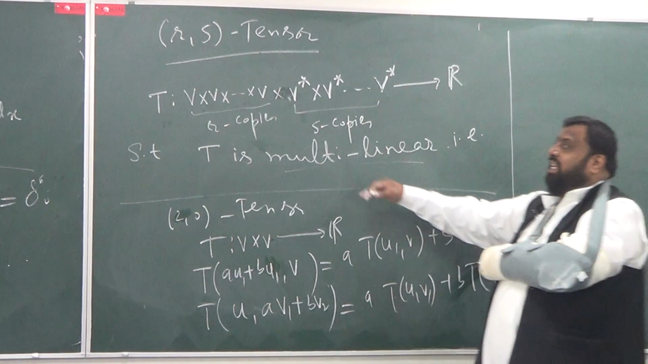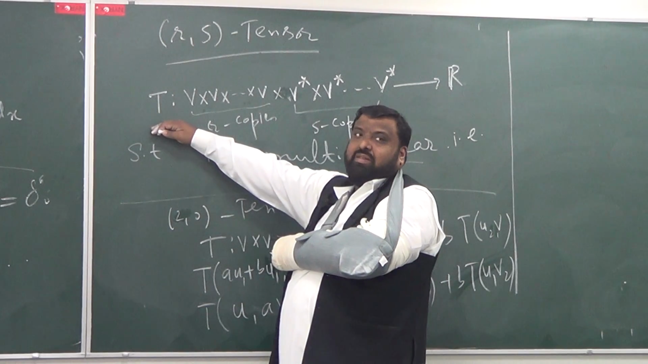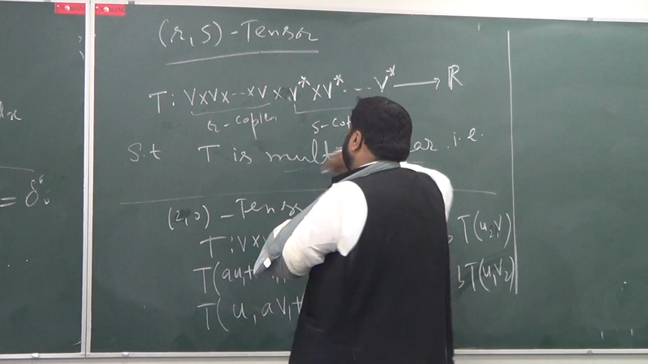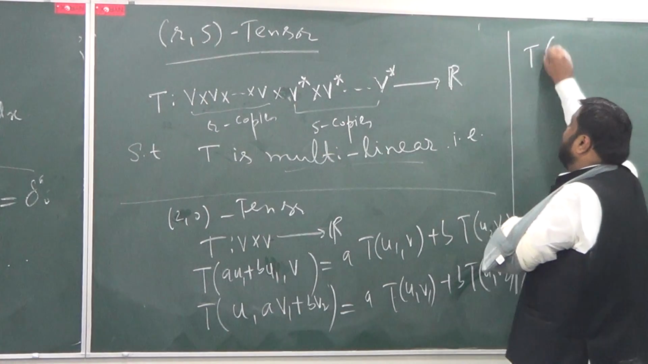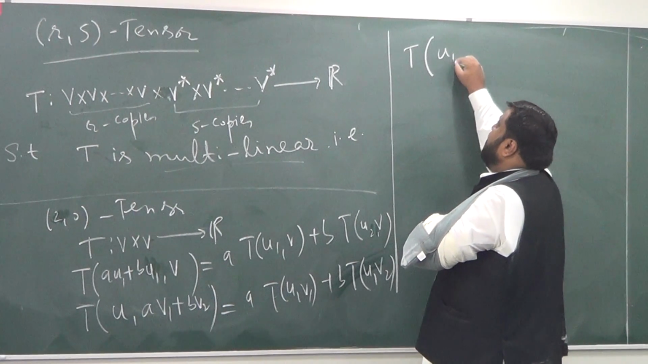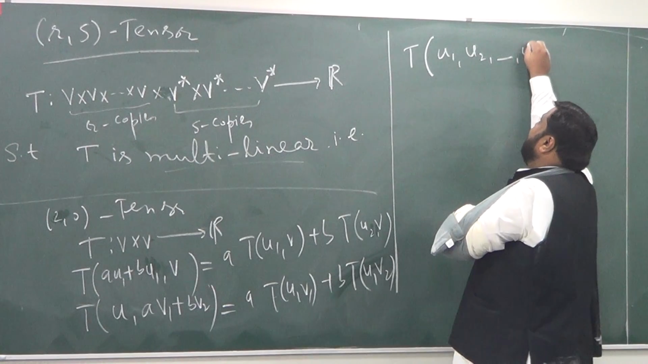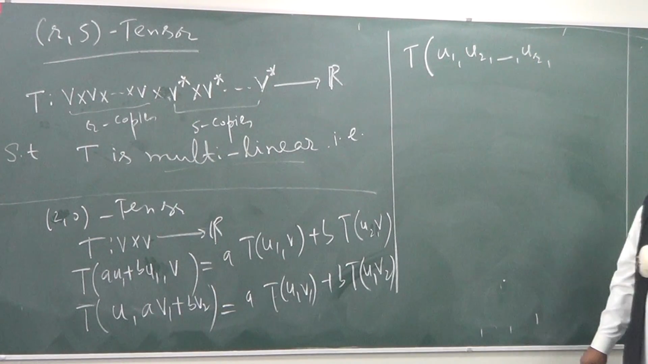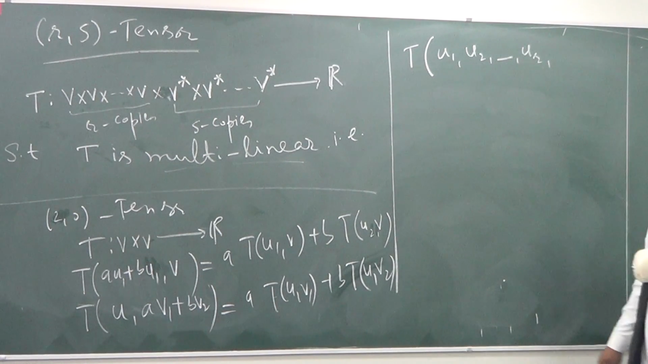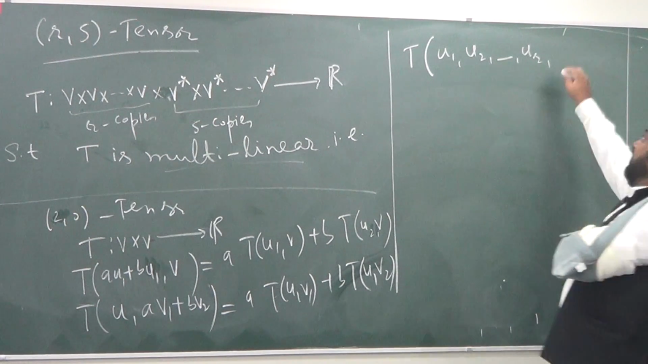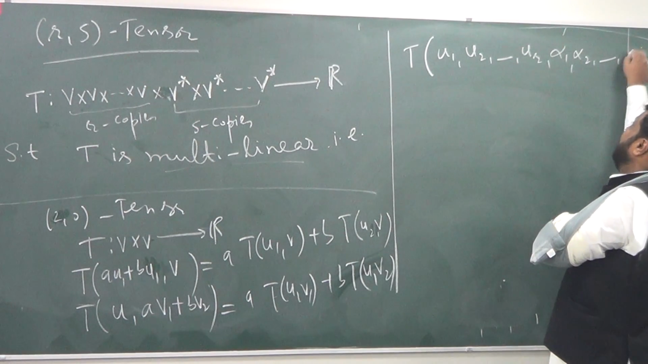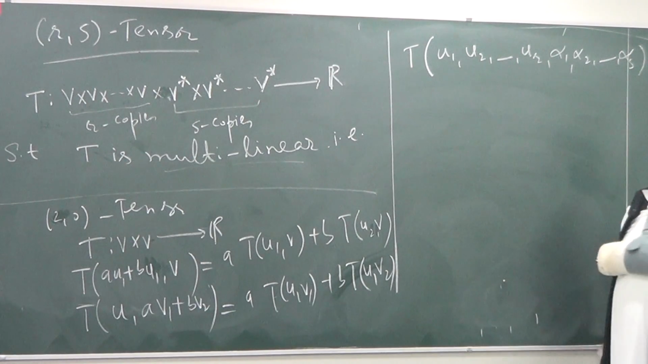So when I'm saying that T is a multilinear map, what does it mean? That T is going to operate on how many vectors? R vectors. So it's like U1, U2 up to UR, and S covectors actually. And covectors are what? They are linear maps. So let's call them alpha 1, alpha 2 up to alpha S.